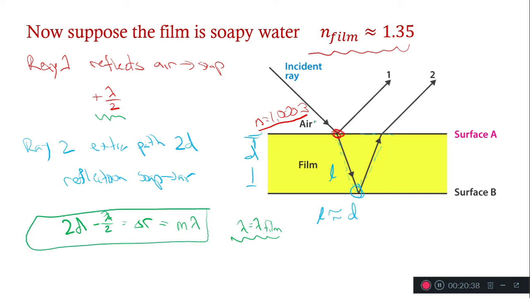If, for instance, we flip this and this was soap to air, or we put oil here, which has an even higher index of refraction, I would get another phase shift and the formula would look different. So again, your job when you do thin film interference is not to remember a formula and know how to use it. It's actually to generate the effective path length difference, including reflections where they need to happen. And again, we'll do some examples.